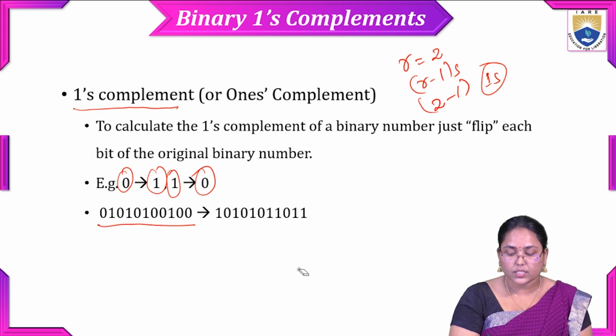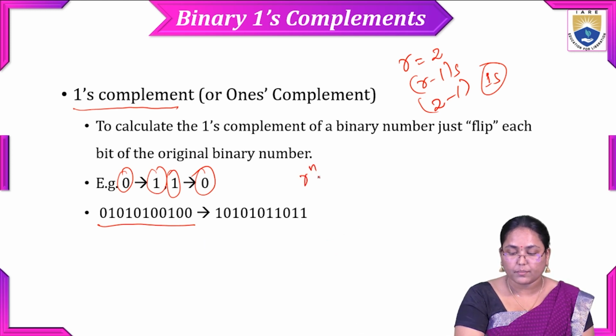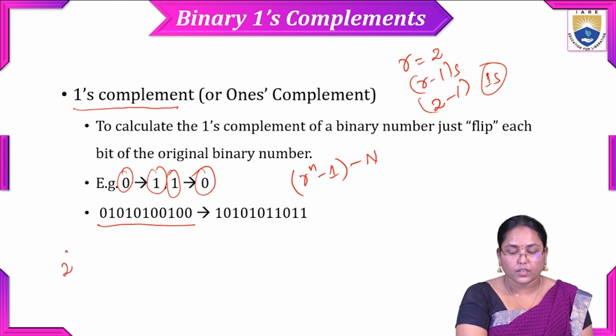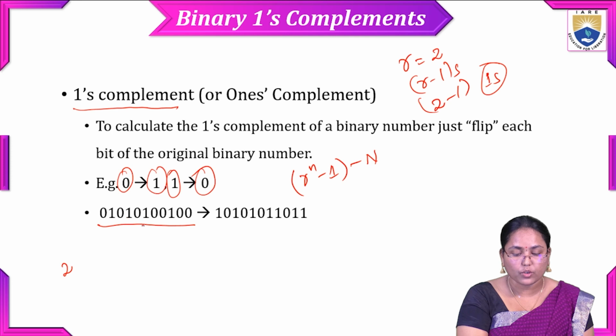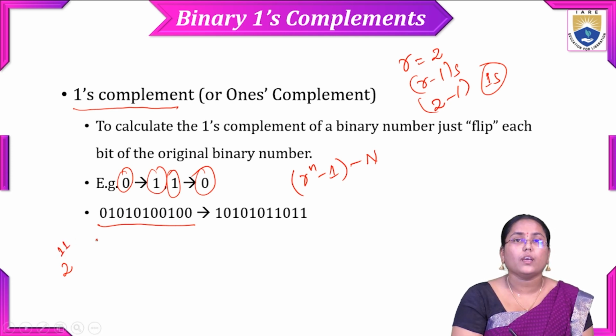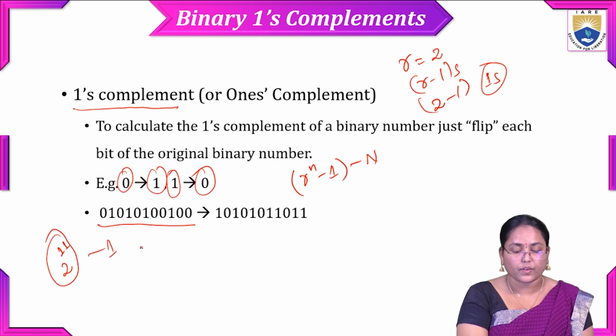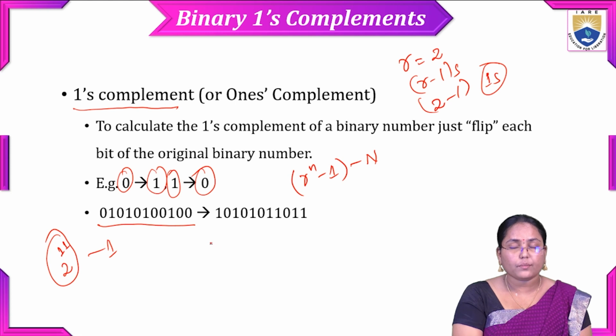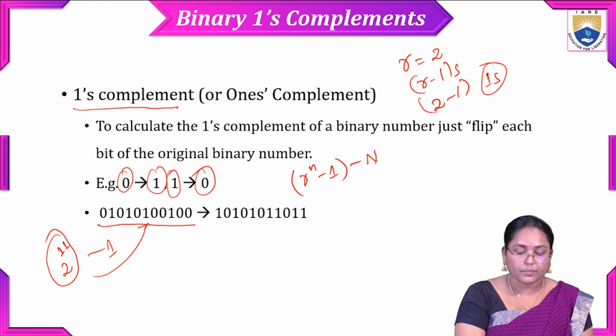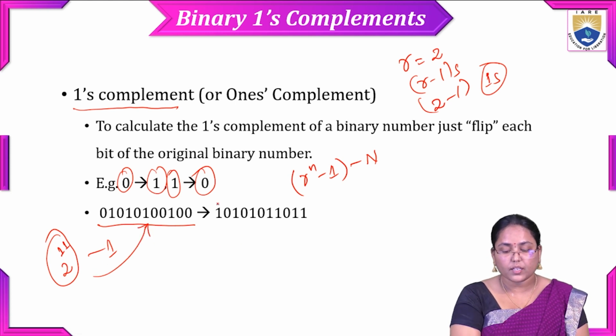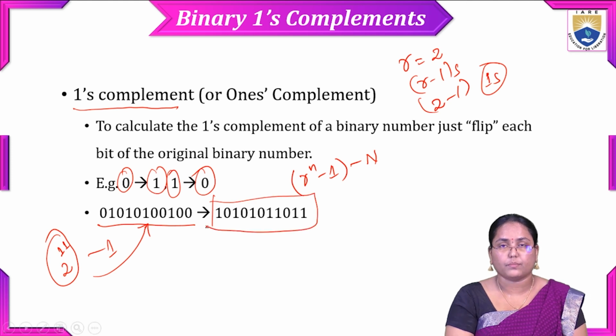So what I have here is r to the power of n minus 1 minus capital N, right? So now what I'll do is r to the power of n, in the sense r is nothing but 2. 2 to the power of n is, 1, 2, 3, 4, 5, 6, 7, 8, 9, 10, 11, 11 numbers are there here. Okay, 2 to the power of 11. You please perform 2 to the power of 11 minus 1. So at that time, you'll be getting a number. Just subtract that number with this particular number. Then the resultant will be definitely this number.